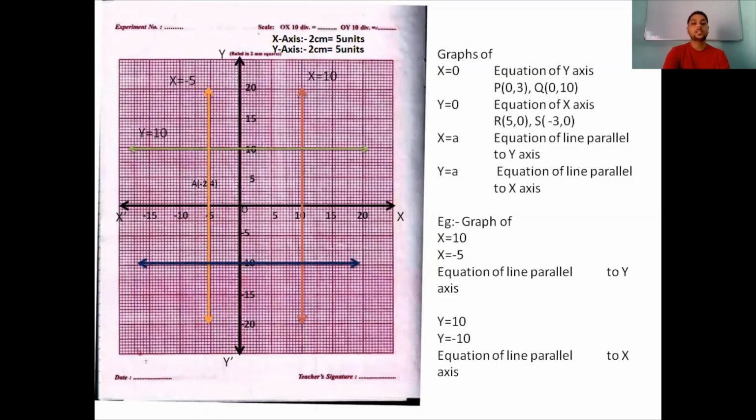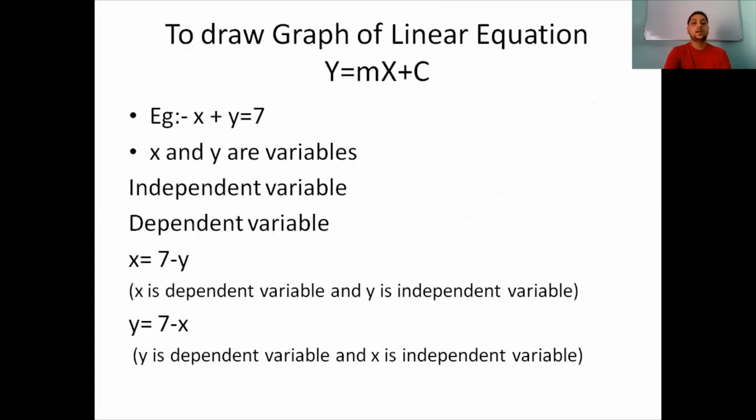Similarly, y is equal to -10. Y can have only one value, -10, and the value of x will always change here. It can have a positive value or a negative value. So this will be the equation of a line parallel to your x-axis. Understand?